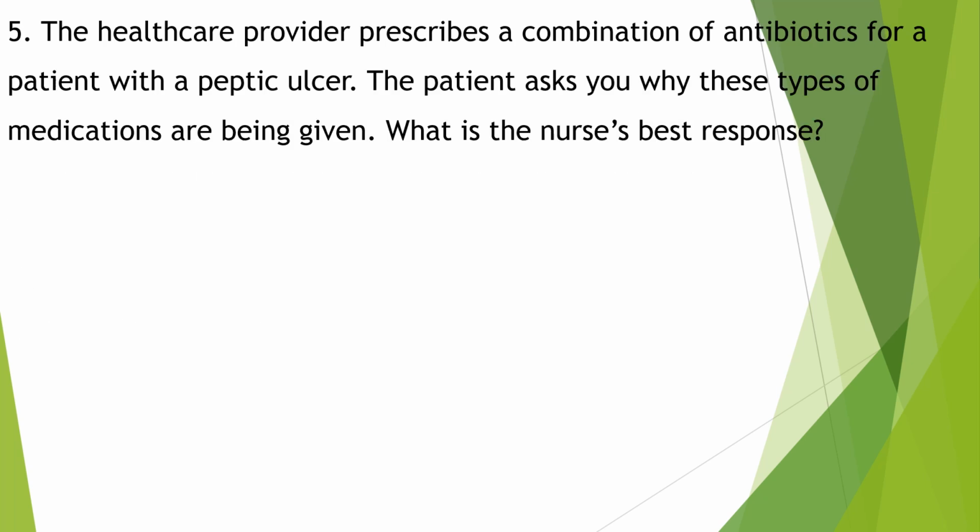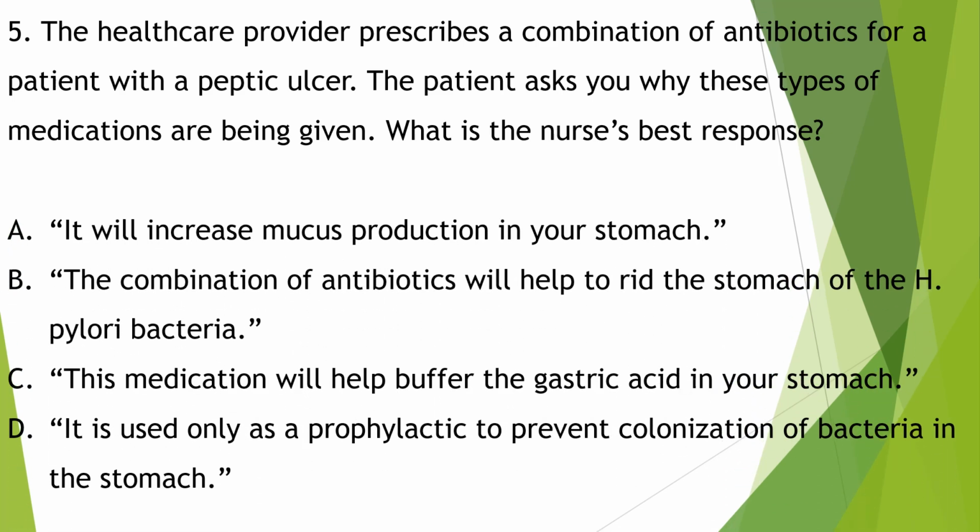The healthcare provider prescribes a combination of antibiotics for a patient with peptic ulcer. The patient asks you why these types of medications are being given. What is the nurse's best response? It will increase mucus production in your stomach. The combination of antibiotics will help to rid the stomach of H. pylori bacteria. This medication will help buffer the gastric acid in your stomach. It is used only as a prophylactic to prevent colonization of bacteria in the stomach.